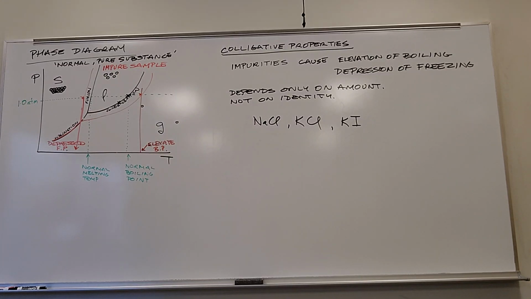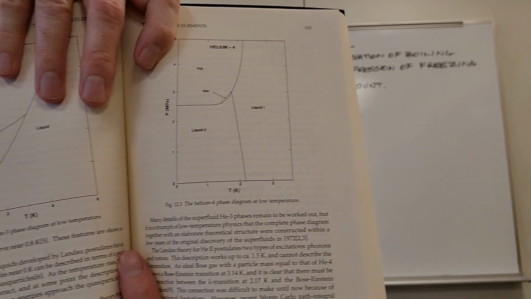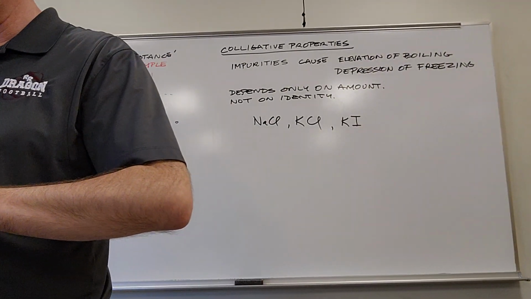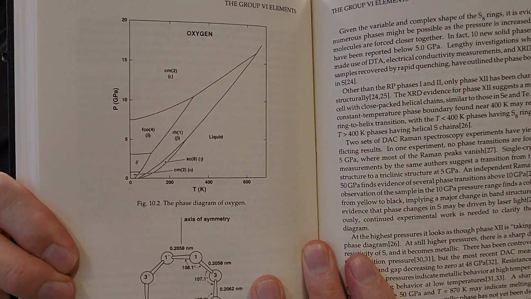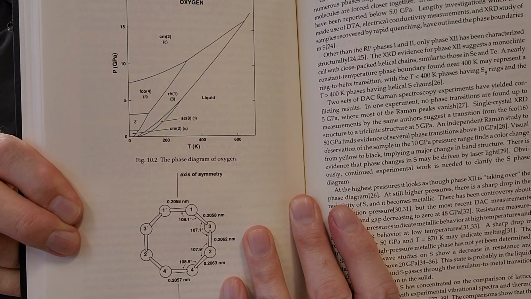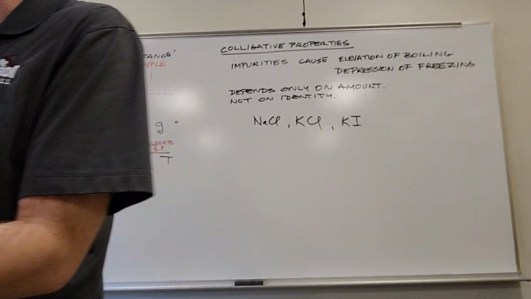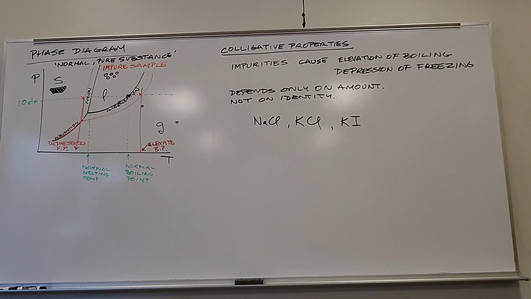So this is helium. It's a little bit different than what we're looking at, for those of you playing along at home. And this is oxygen. What's happening here is this is no longer simple, in that there's more than one morphology. There's more than one shape for the condensed forms.